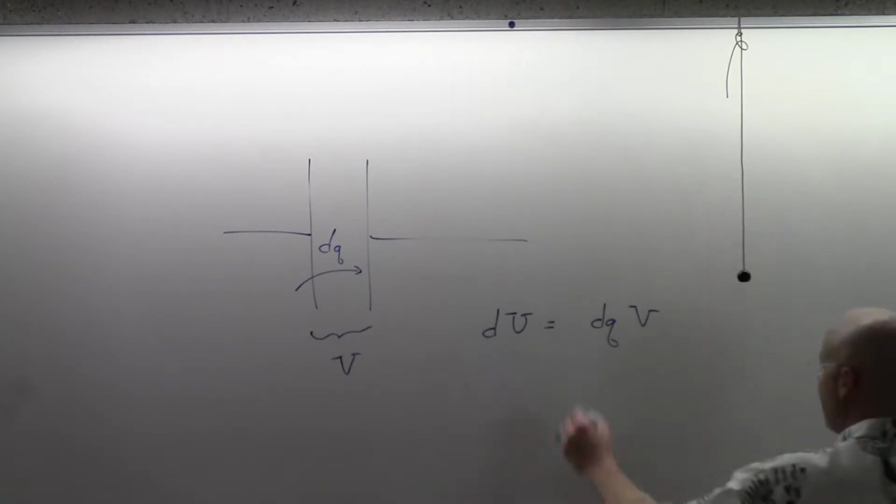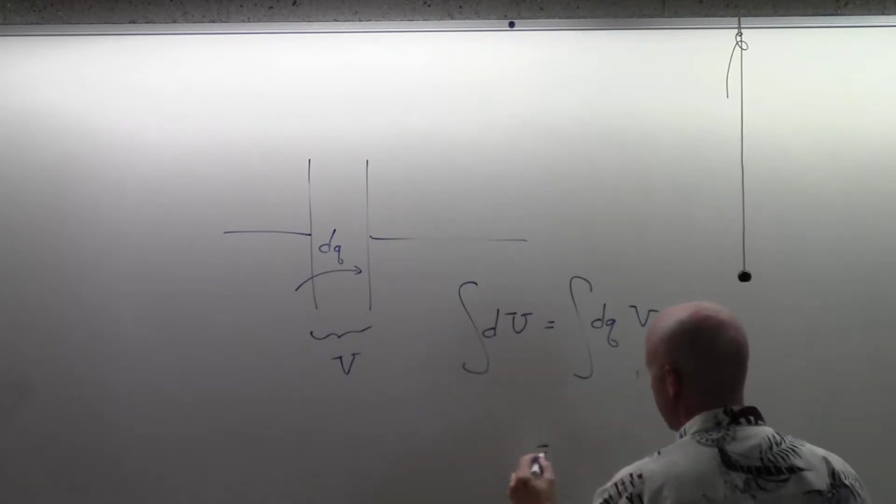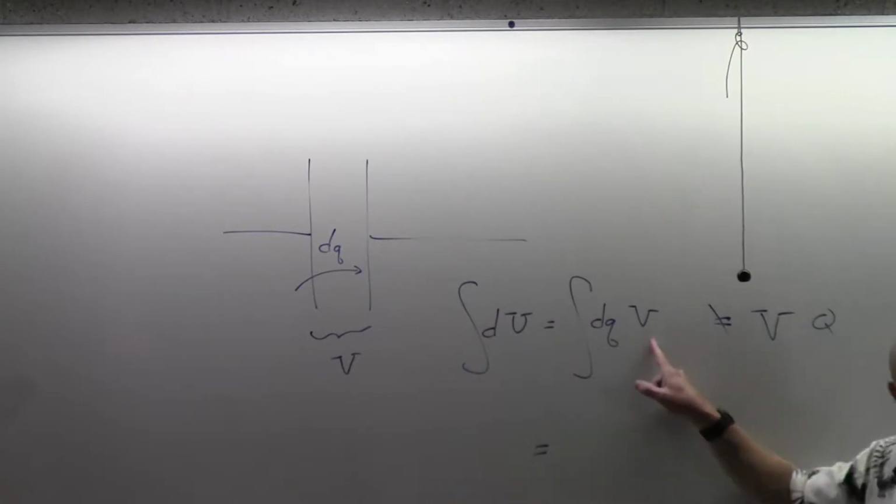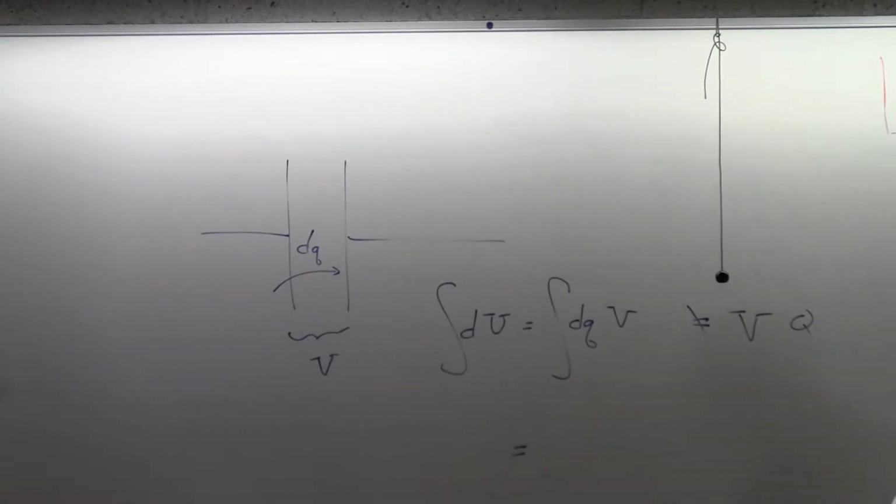No. If I add these up, I do not get V times Q. Why not? What have I done wrong in that integral? I have just treated V as a constant number, and as you are moving charges, the voltage starts off small and gets bigger and bigger. So no, don't do that.